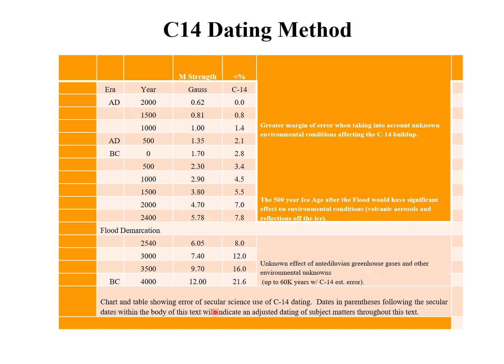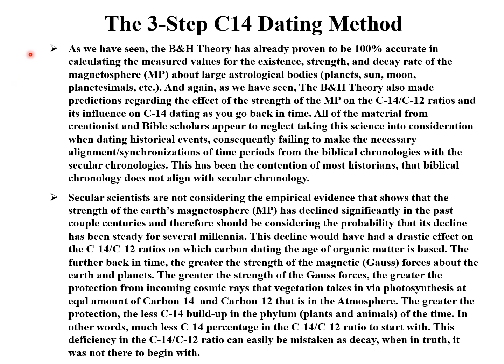This is a chart and table showing the error of secular science using carbon-14 dating. Dates in parentheses, in my book, indicate an adjusted date of the subject matter. So, as we have seen, the B&H theory has already proved to be 100% accurate in calculating the measured values for the existence, strength, and decay rate of the magnetosphere about large astrological bodies: the planets, sun, moon, planetesimals. And again, as we have seen, the B&H theory also made predictions regarding the effect of the strength of the magnetosphere on the carbon-14, carbon-12 ratios and its influence on C14 dating as you go back in time.